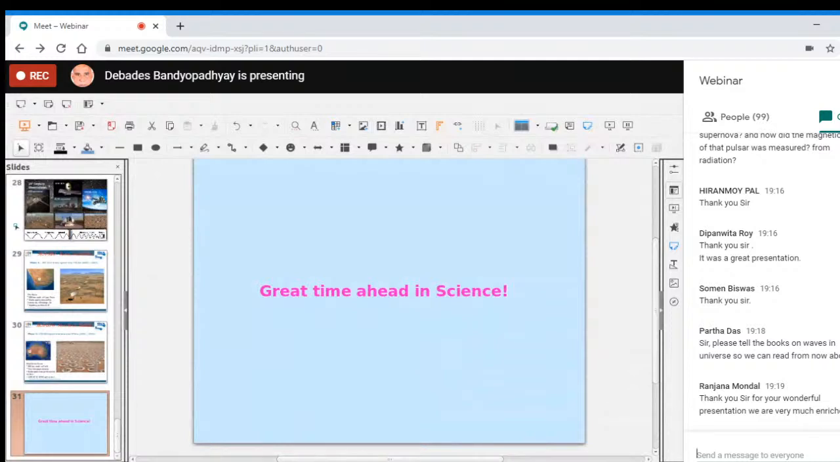And there are other ways to measure it. There are cyclotron lines coming from the pulsars. If you observe those cyclotron lines, from there also you can measure the magnetic field. Okay, thank you very much, sir. Thank you.